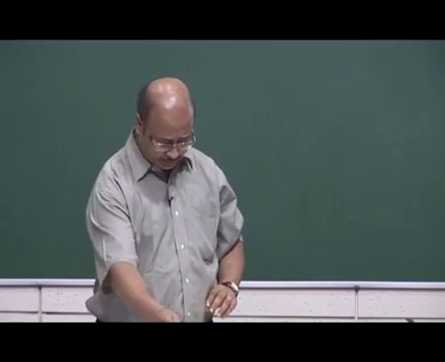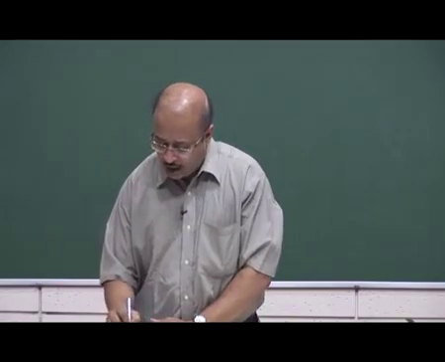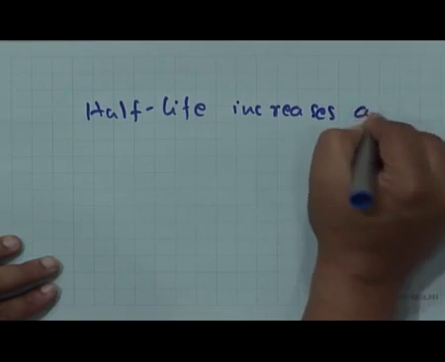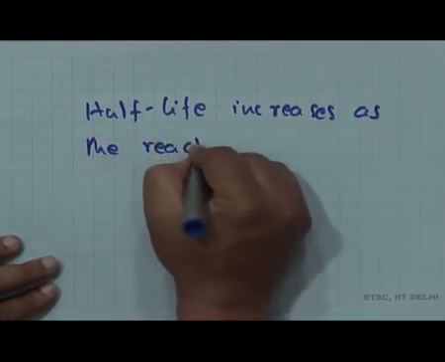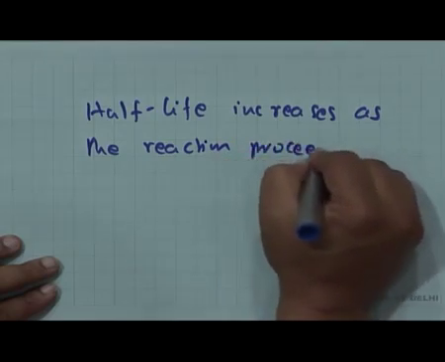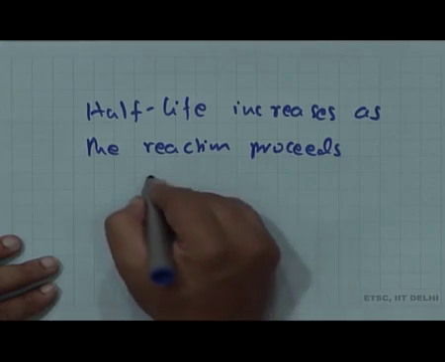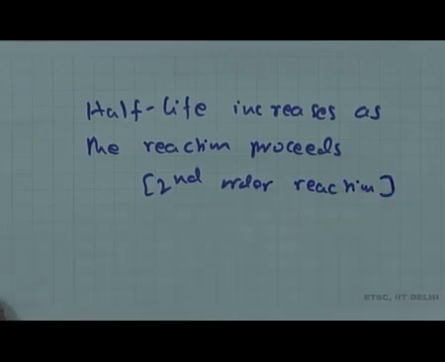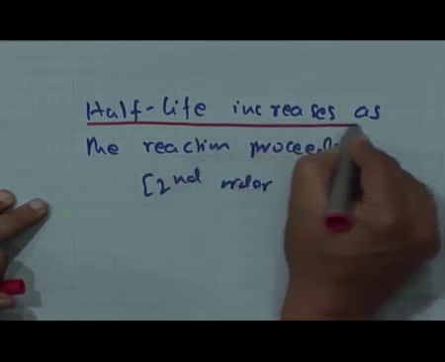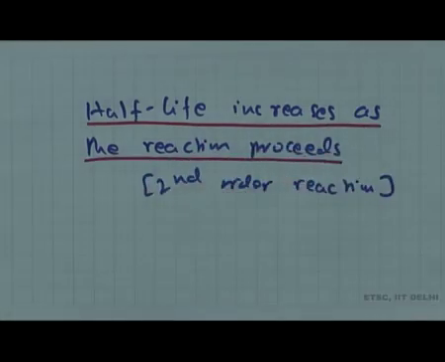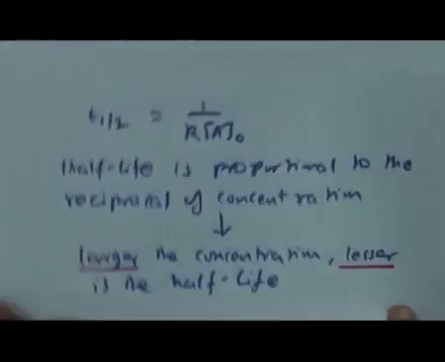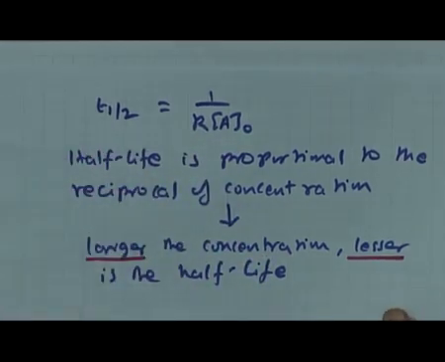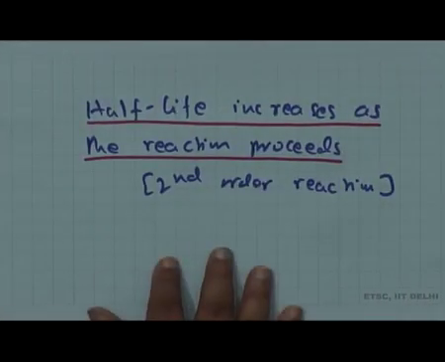So, what we can say now then is that half life increases as the reaction proceeds, and this is for a second order reaction. In other words, for the second order reaction, as the reaction proceeds, the concentration of the reactant would decrease, and because this half life shows an inverse dependence, that means proportional to the reciprocal of concentration, hence the half life should increase.